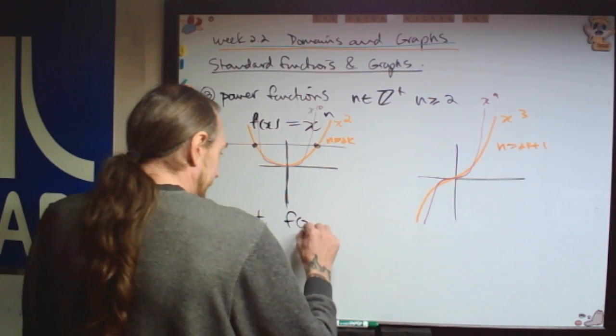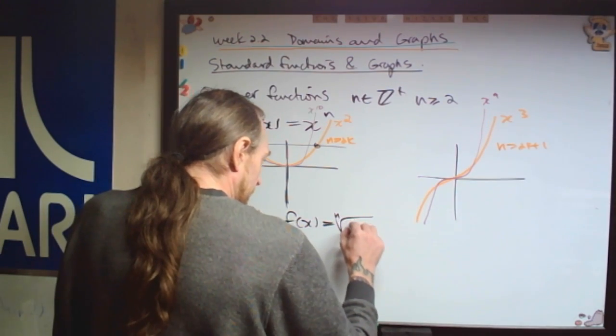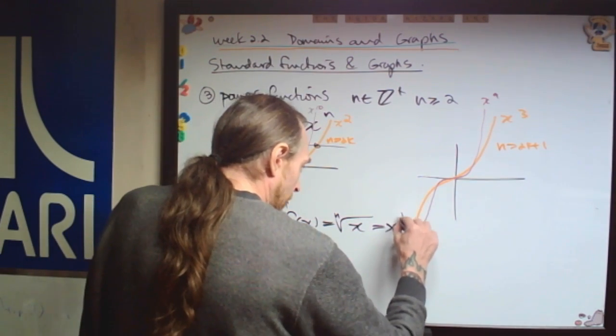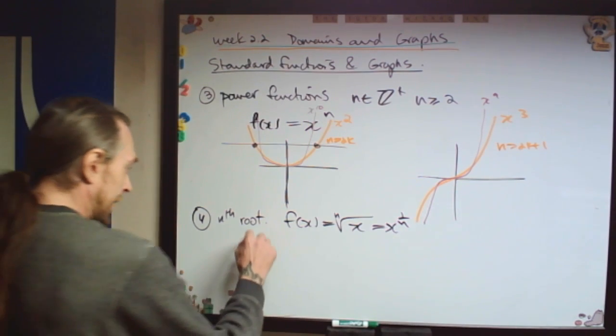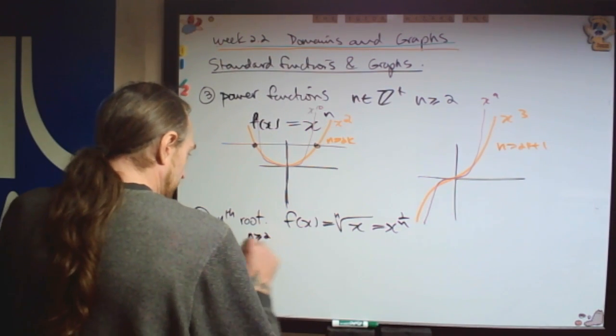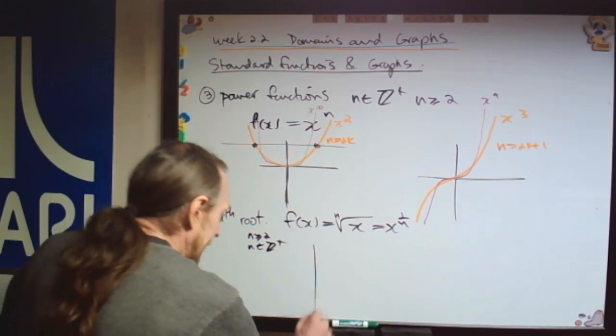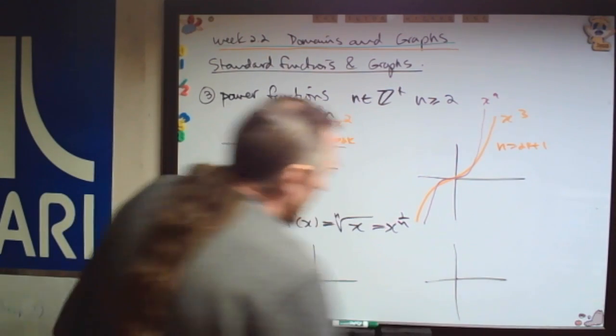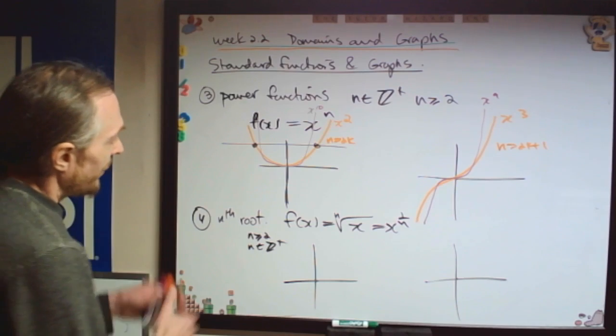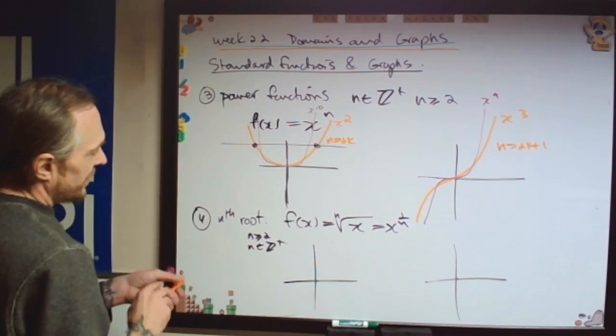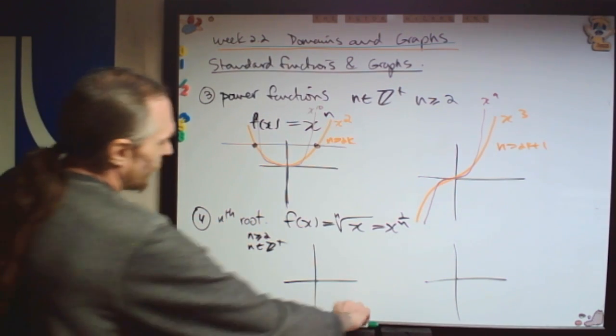What do those look like? f of x is the nth root of x, or x to the 1 over n, where n again is greater than or equal to 2, a positive integer. There are going to be two categories here, and that's why I wanted to draw them right below each other, because this one has an inverse, and an inverse is obtained by reflecting about the line y equals x.